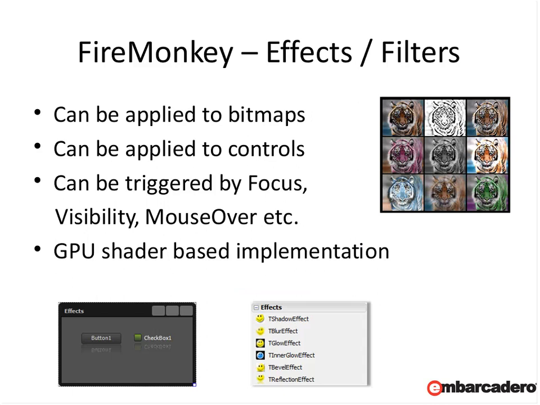FireMonkey effects and filters. FireMonkey effects and filters can be applied to both bitmaps and controls. So for example, if you were to build an application that would let people bring in their own photographs and apply a couple filters to them and then render them out as graphics with those filters, you can do that by just adding a couple different filter effects onto your form. Very easy to do. And the same filters could also be applied to controls.